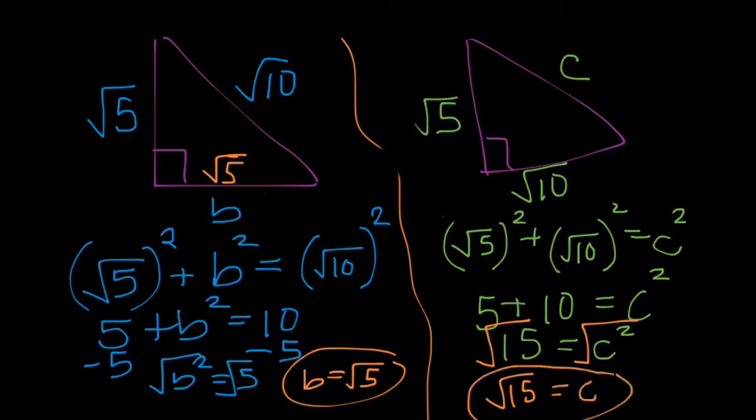So if one leg is square root of 5 and one leg is square root of 10, then my c will be square root of 15.